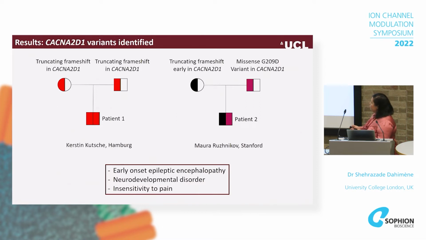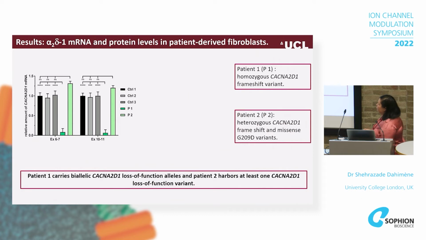So it's interesting that, this is a collaborative project. Because of the similar phenotype between patient 1 and patient 2, we were interested in knowing whether alpha-2 delta-1 is expressed. This is the relative mRNA of fibroblasts from 3 healthy controls compared to patient 1 and 2.